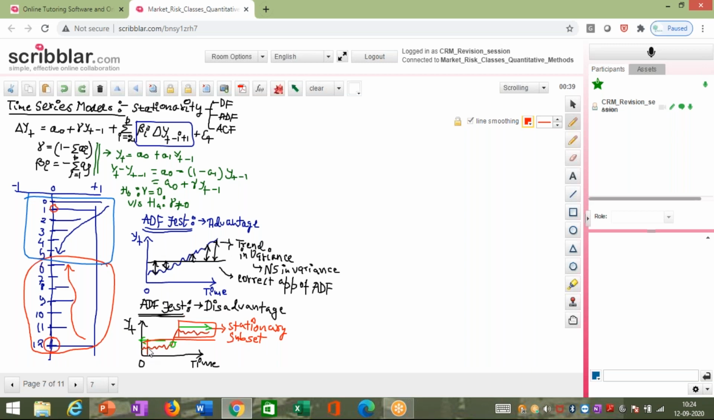So this is a stationary subset, and so is this part a stationary subset as well. The only point of non-stationarity is this break. Now, given that there is a break, if you apply the ADF test on the whole data, the ADF test will give you a misleading result, right? So over here, it is an incorrect application of the ADF test. Correct application of the ADF test.